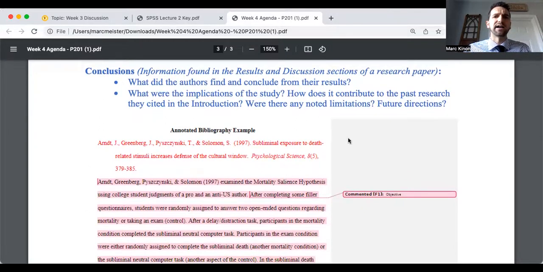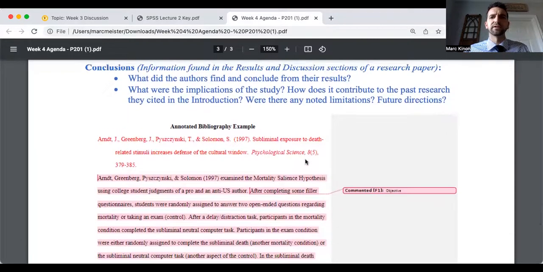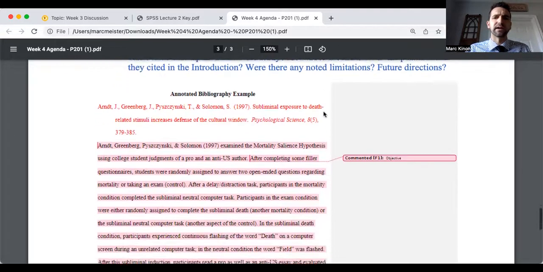What did the authors find and conclude from their results? What were the implications of the study? How does it contribute to past research they cited in the introduction? Were there any noted limitations or future directions? All this is fine, but what I really want you to focus on is what did they find? As long as you're saying that, you're good. If you want to add some of these other details that you find interesting, that's fine.